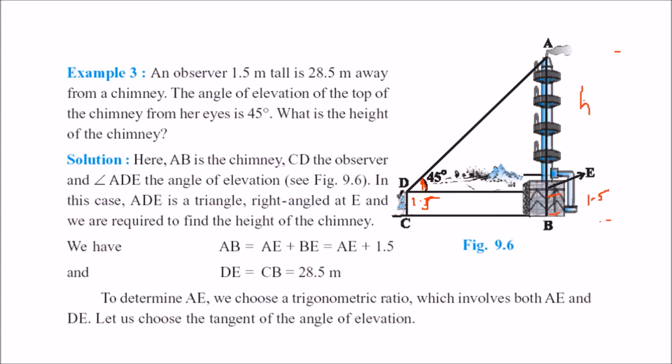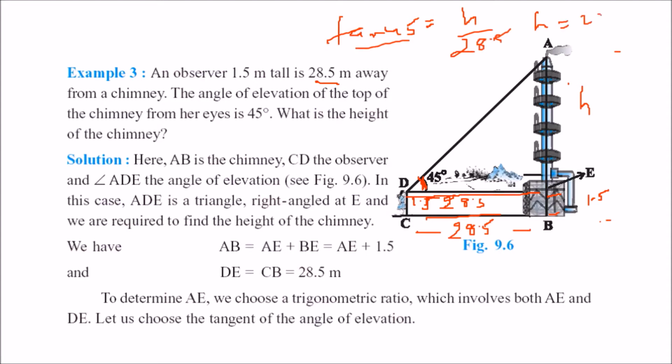So this will take directly the tan 45 because we know that this distance is 28.5. This is given 28.5 meter away from the chimney. So this is again 28.5. This one also parallel lines. So tan 45 will be what? Perpendicular by base, that is h by 28.5. Tan 45 is 1, so h will be 28.5.